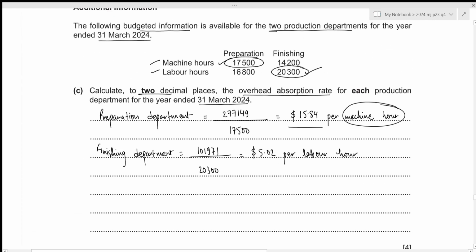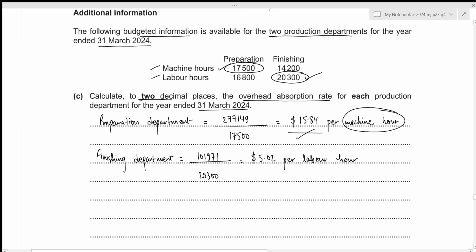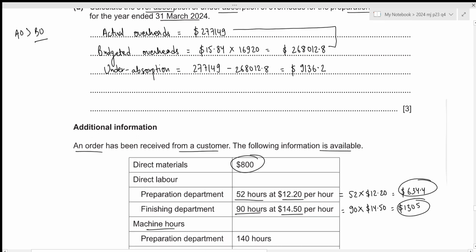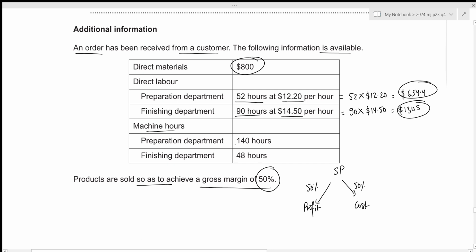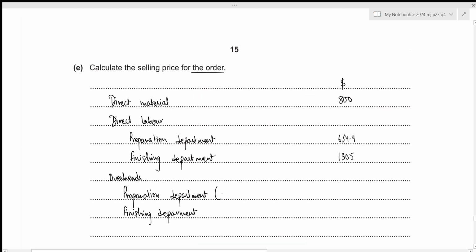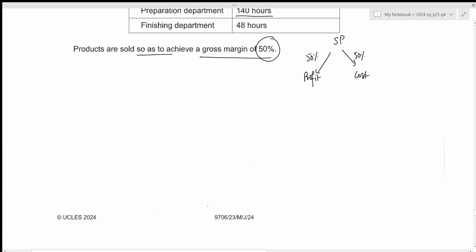And in order to calculate this overhead, we will be using our overhead absorption rate. Let's take a look above. For the preparation department, it was 15.84 per machine hour. So we need to multiply this rate to the machine hour given in our additional information. So that is just going to be 140 hours. So the value is just going to be 140 times 15.84. And this will give the overhead for preparation department to have the value of 2217.6.